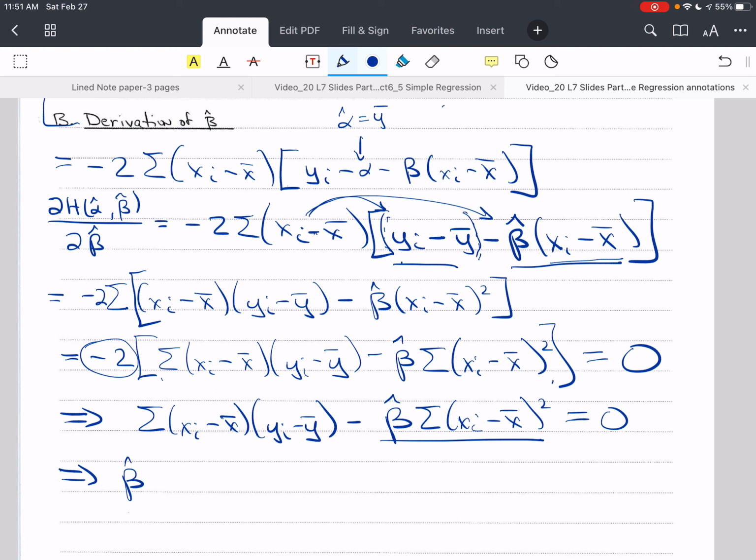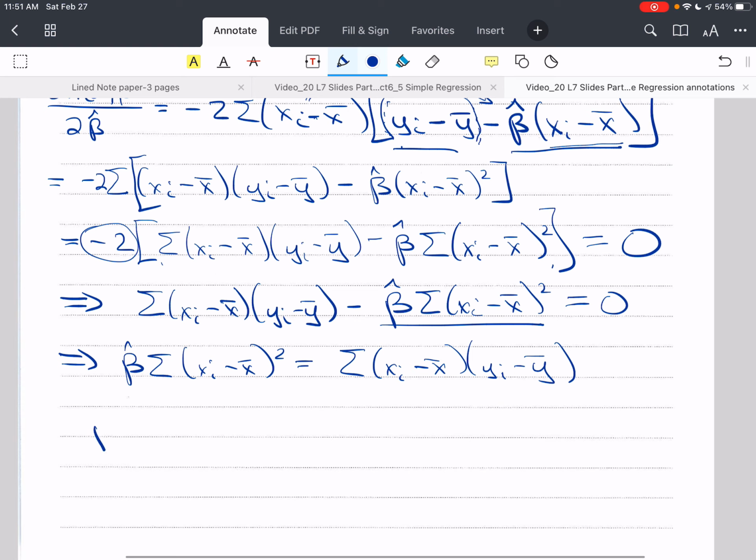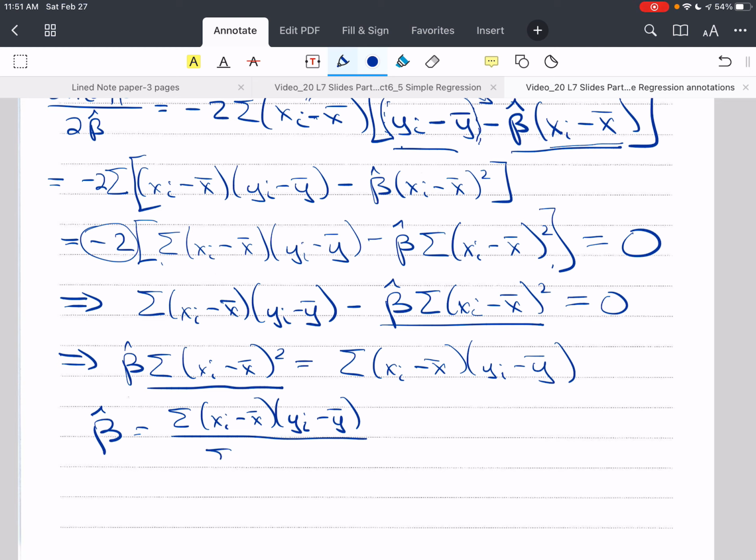So I'm going to flip the equation. So I have beta hat sum of xi minus x bar quantity squared equals sum of xi minus x bar times yi minus y bar. Solve for beta hat by dividing both sides by this quantity. I get beta hat equals the sum of xi minus x bar yi minus y bar over the sum of xi minus x bar quantity squared.